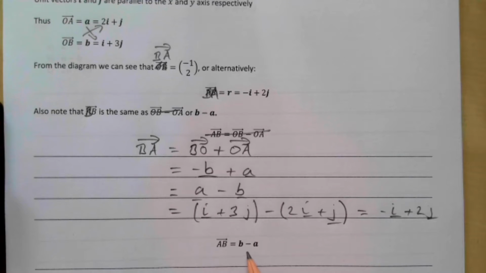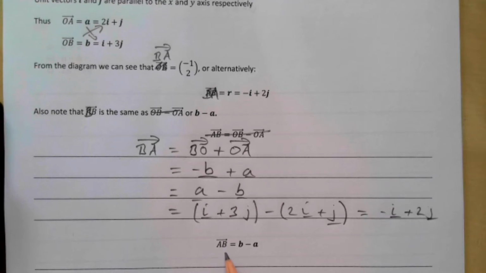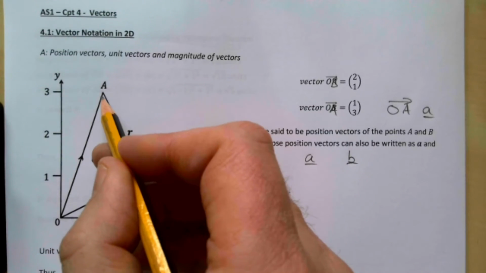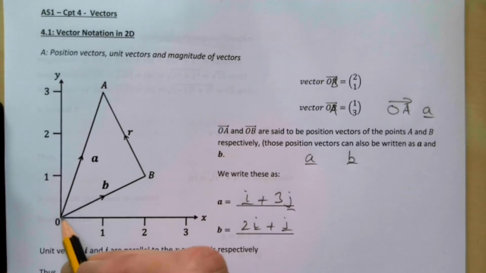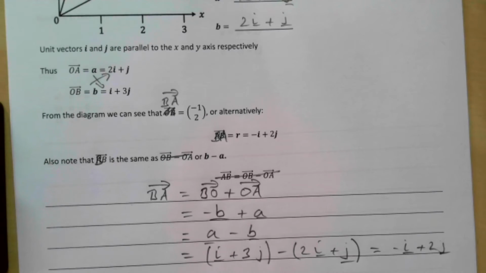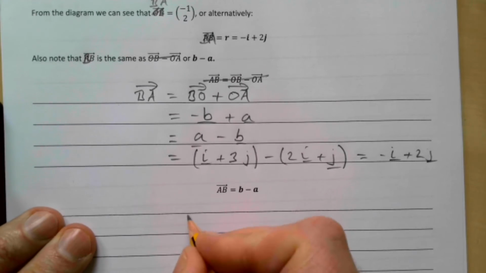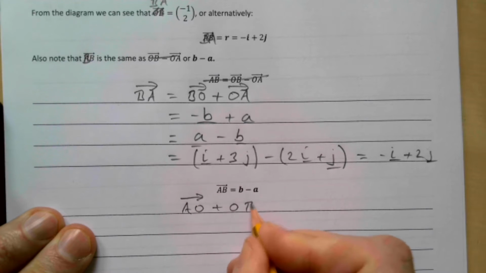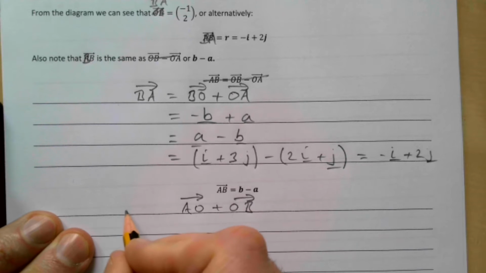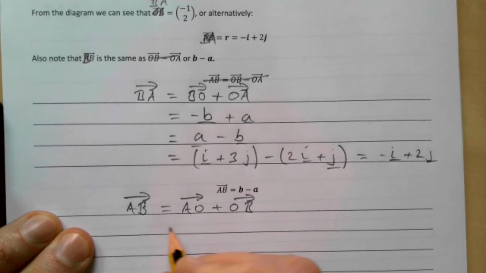The AB is the other way around, so let's work out our AB. How do you get from A to B along routes that we know? We would go AO plus OB. That gets you along the vector. So AO is minus A, and then OB is plus B.